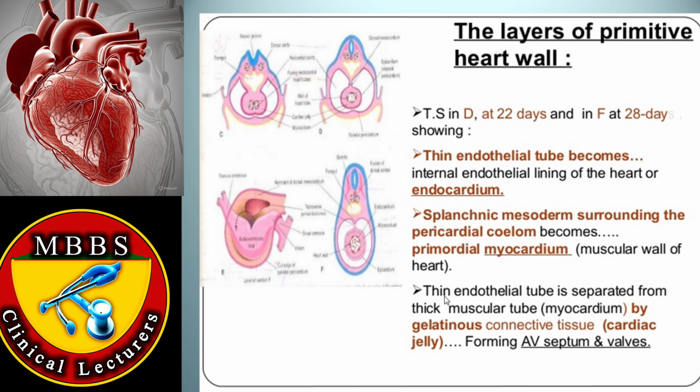The layers of the primitive heart: initially it comprises the endothelial tube, which is derived from the mesenchyme, and this endothelial lining is termed the endocardium. The splanchnic mesoderm that surrounds the pericardial coelom is incorporated in the formation of the myocardium. In between the myocardium and the endocardium, there is a gelatinous structure called the cardiac jelly, and that jelly is responsible for the formation of the valves and the interventricular septum.